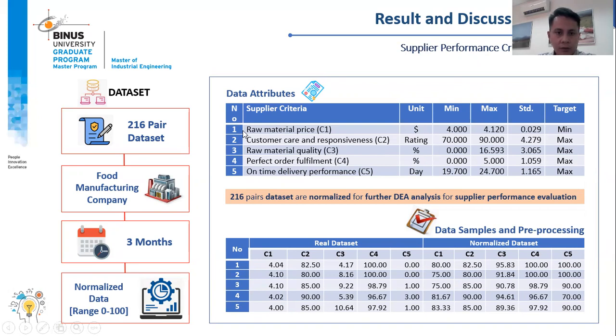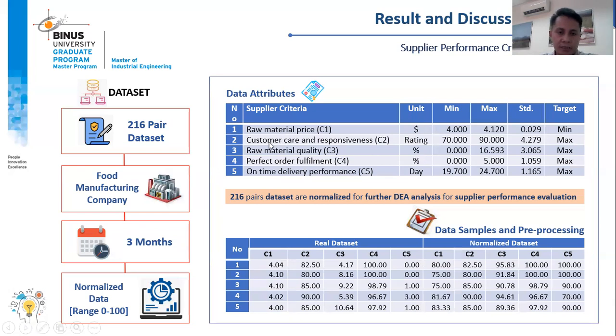Criteria number 1 is raw material price. The unit of this criteria is dollar because this is the price. And from the 216, the minimum point is 4 and the maximum point is 4.12, and the standard deviation is 0.029. The target is minimum, meaning the minimum score is greater than the maximum score.